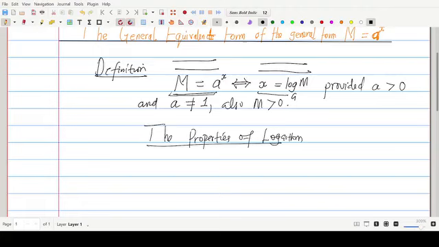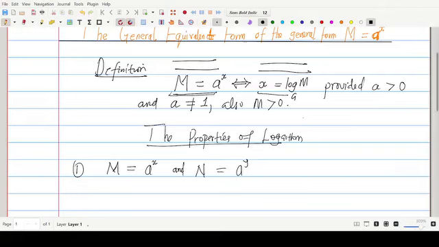So we want to look at properties. The properties will be based on our usual operations of multiplication and division. Now let's start with the first. Suppose that we have n equals a to the power x and n equals a to the power y.